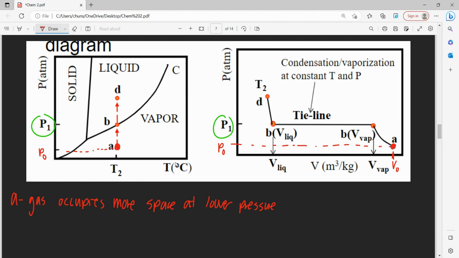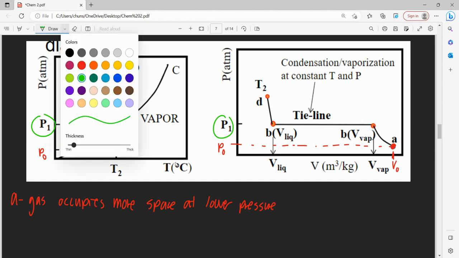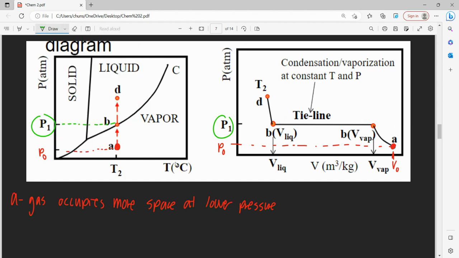Okay, so if we were to go up to B now, B is in line with, let's use a different color, pressure 1 in our PT diagram, and it's in line with pressure 1 in our PV diagram. So as pressure increases, our vapor will condense into liquid.